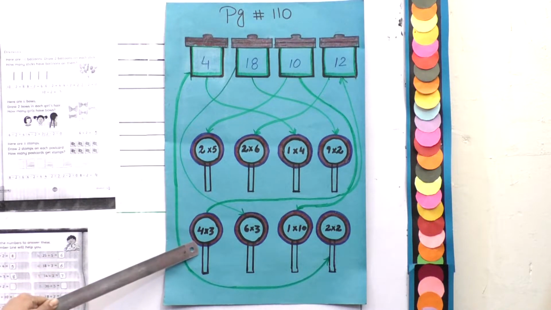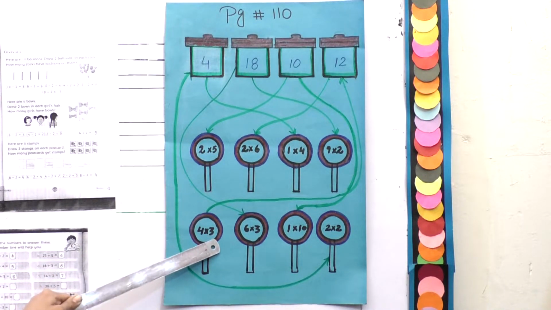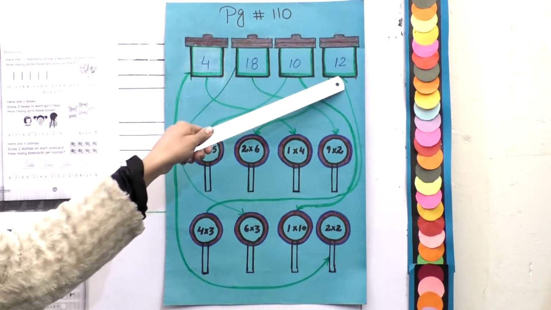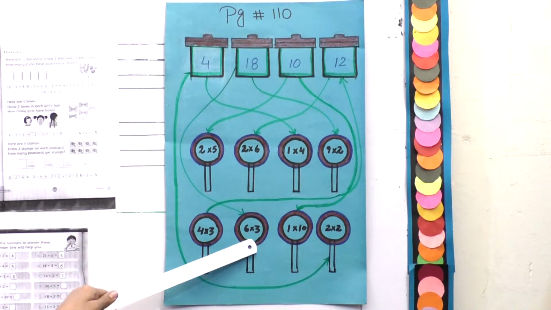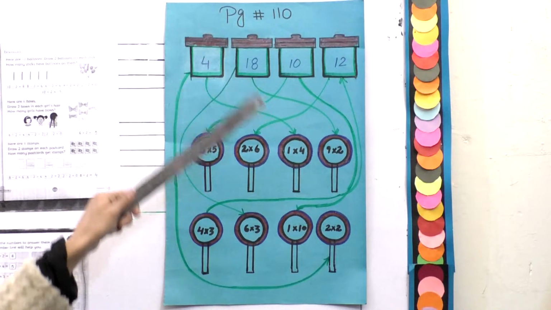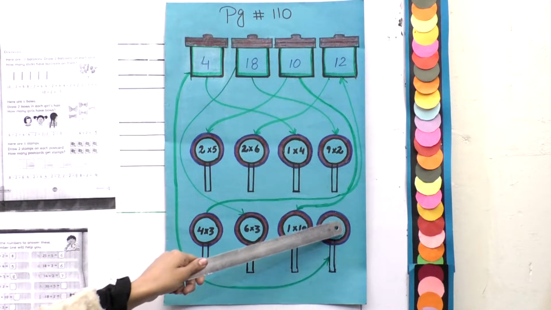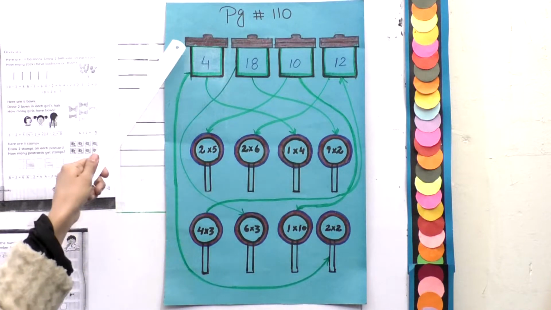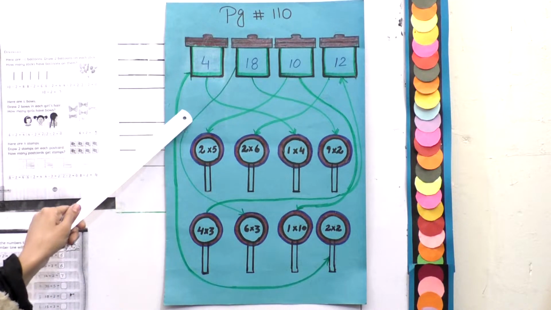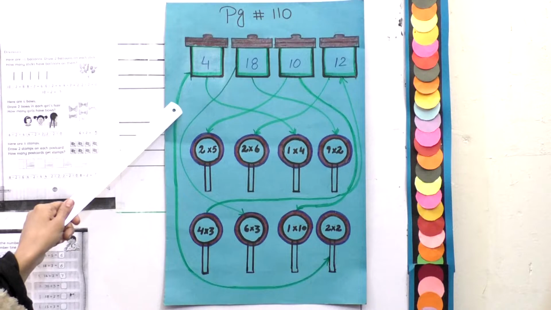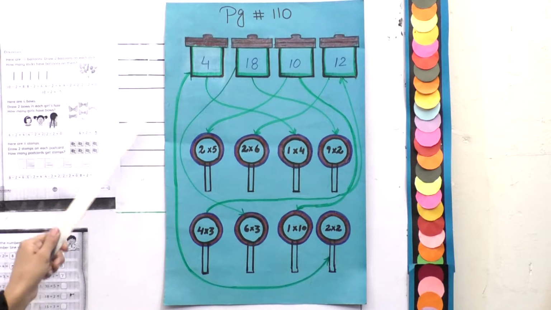Again come to the next row. 4 multiplied by 3 will become 12. 6 multiplied by 3 will become 18. 1 multiplied by 10 will become 10. And 2 multiplied by 2 will become 4. So students, in this way you can match all the numbers with each other.